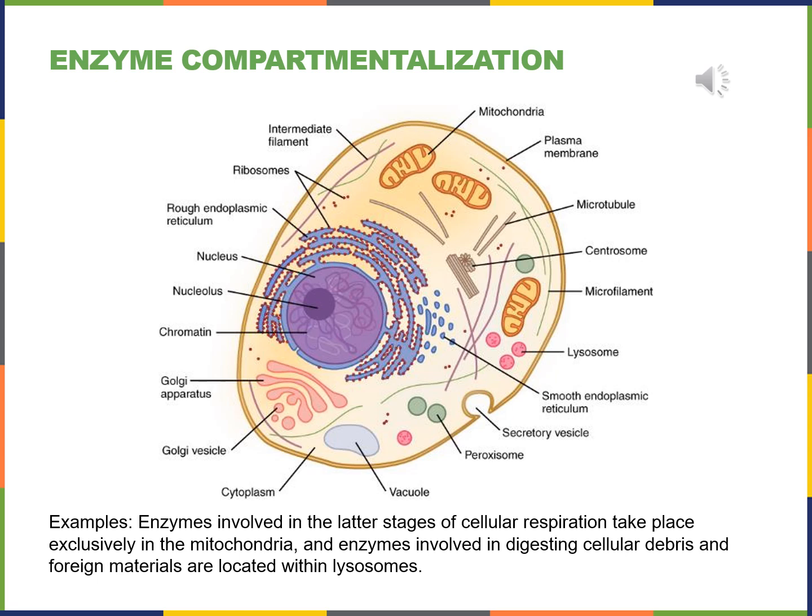reactions. Examples of this sort of enzyme regulation based on location and proximity include the enzymes involved in the latter stages of cellular respiration, which take place exclusively in the mitochondria. And the enzymes involved in digesting cellular debris and foreign materials are located within lysosomes.